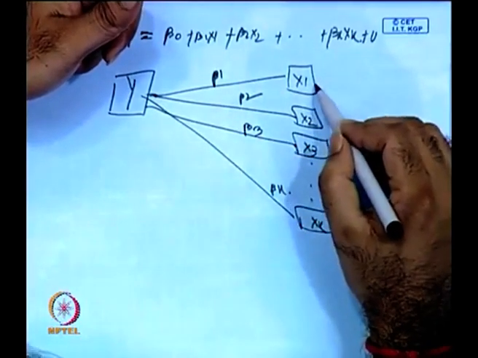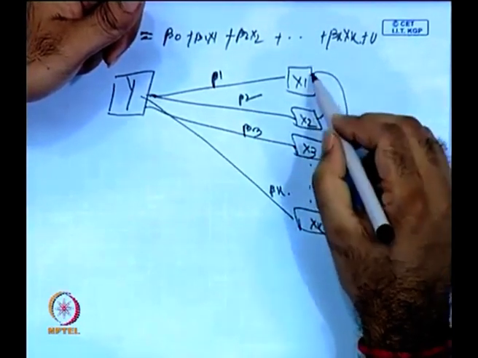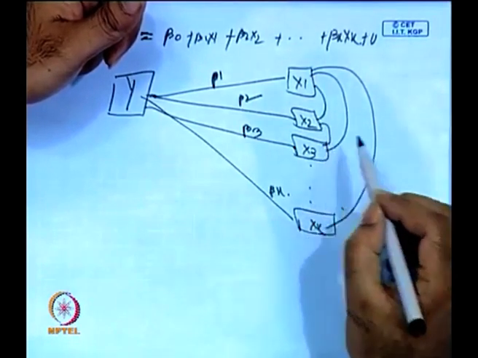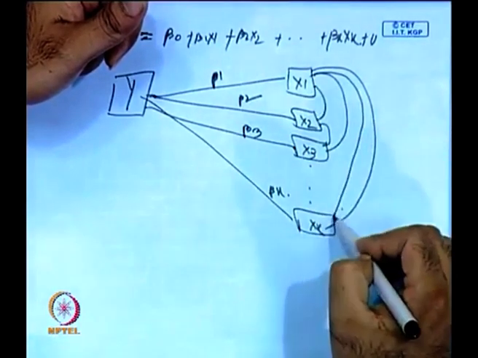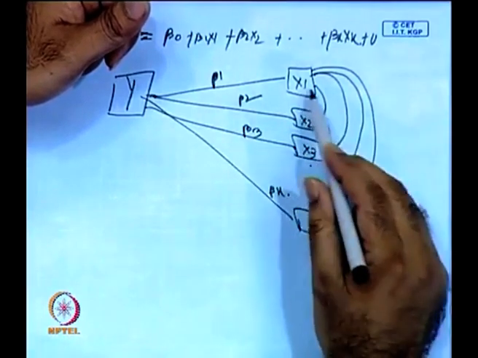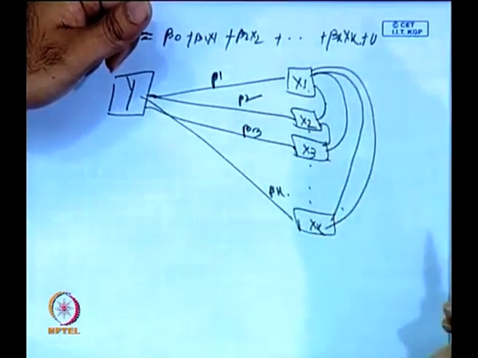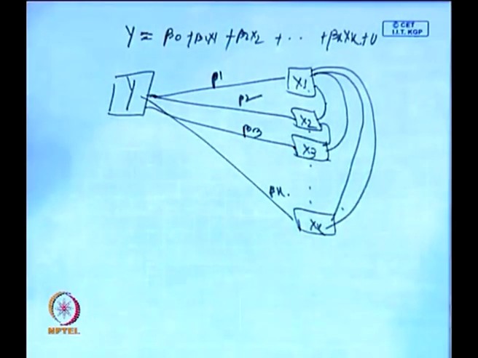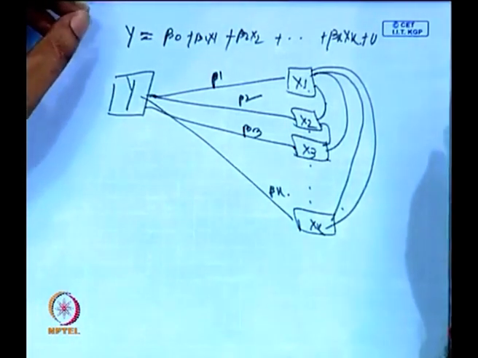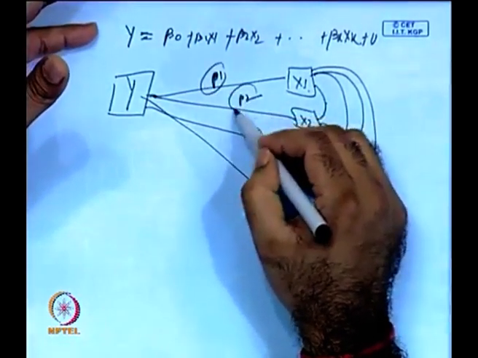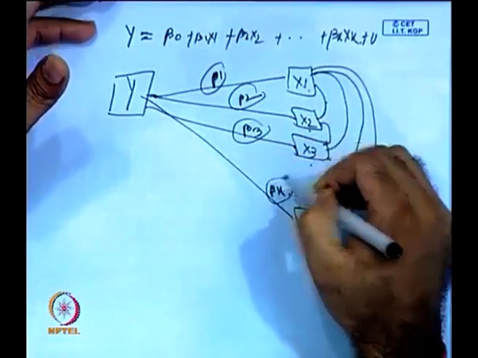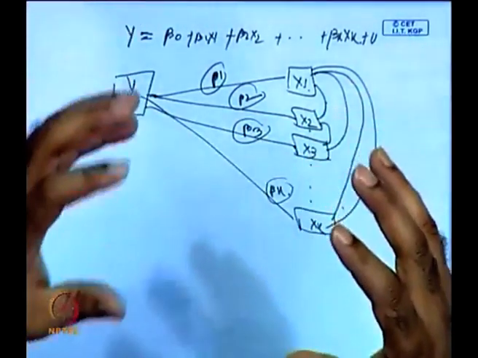Okay, so by default there should not be any correlation between x1 and x2, x1 and x3, x1 and xk, x2 and x3, and so on. So this is how the model is fitted here. Our objective here is to know the estimated values of beta 0 hat, beta 1 hat, beta 2 hat, up to beta k hat. So now how do we proceed?